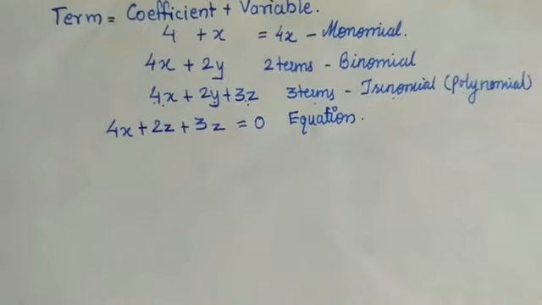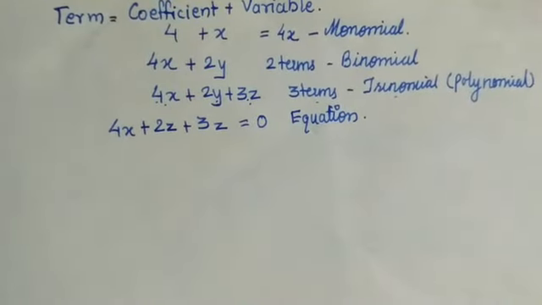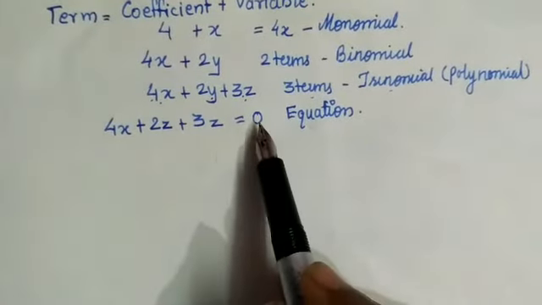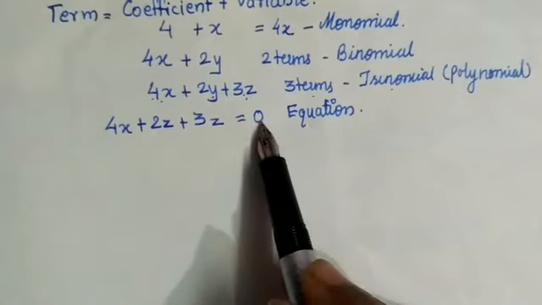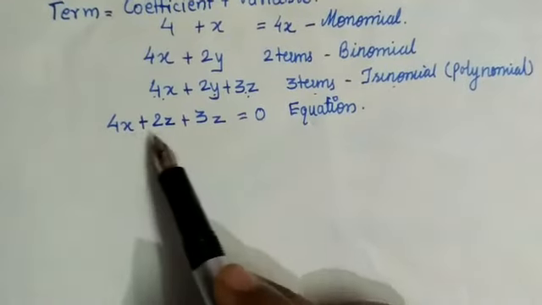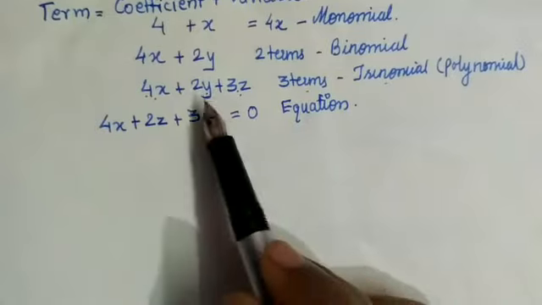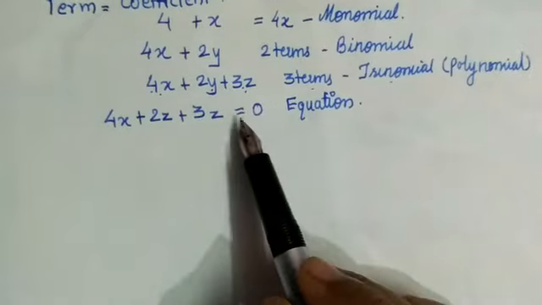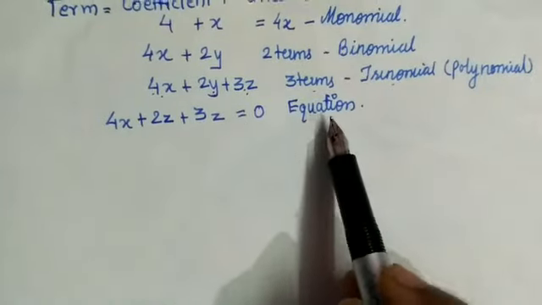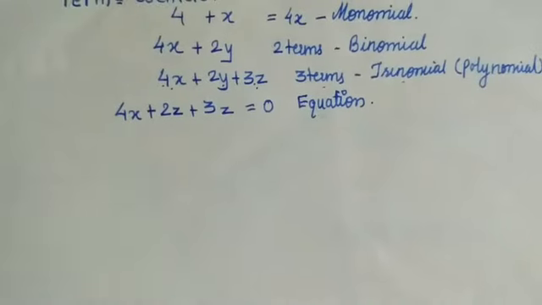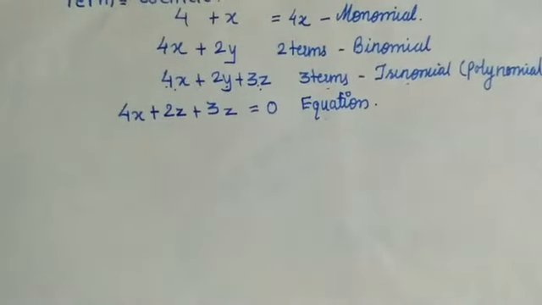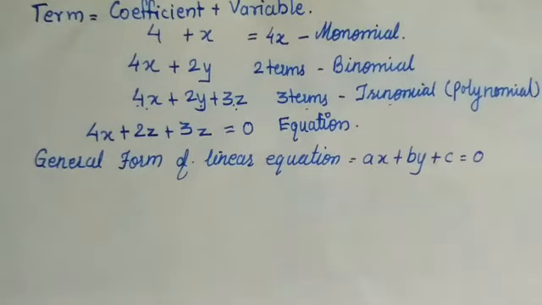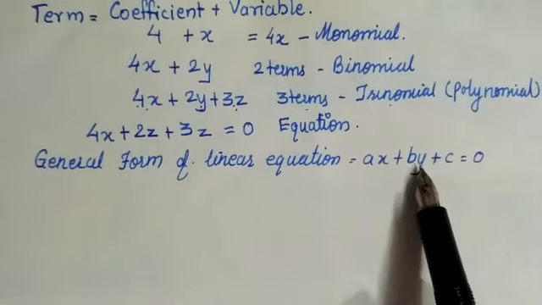If this binomial or trinomial is equated with something on the right hand side, meaning this is your left hand side and it is equated with something, with an equal sign and some number on the other side, then this whole becomes an equation. If it is not compared with something, then it is only a polynomial. If it is equated with something, it becomes an equation. You have learned the linear equation in the first chapter. The general form of the linear equation we learned in the first chapter is ax plus by plus c.